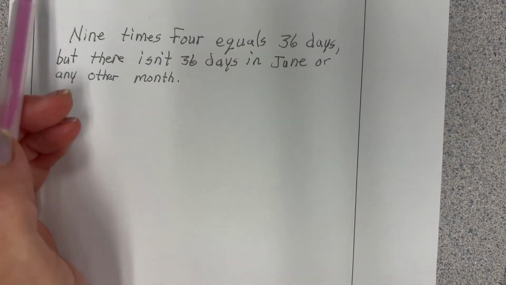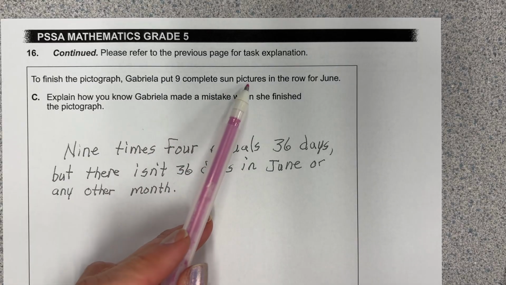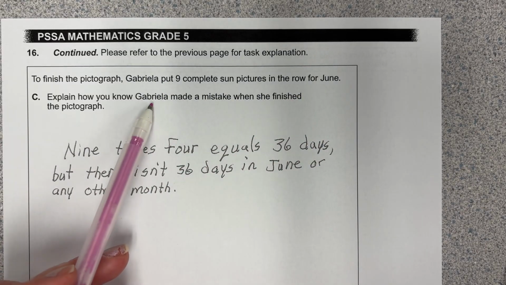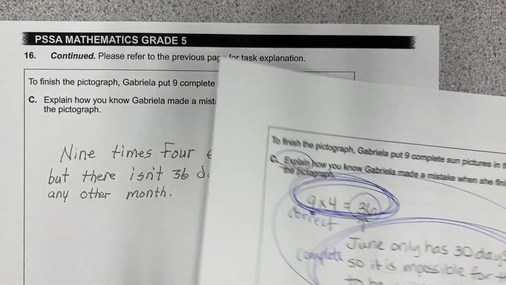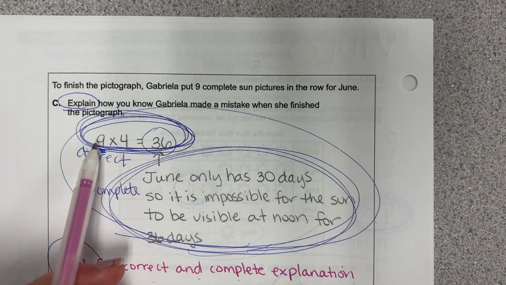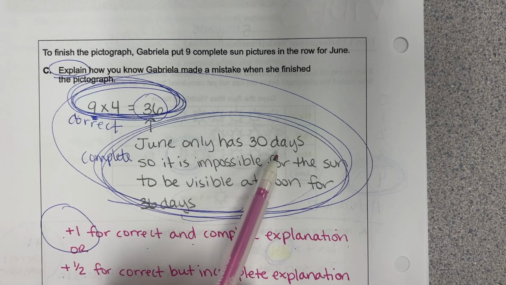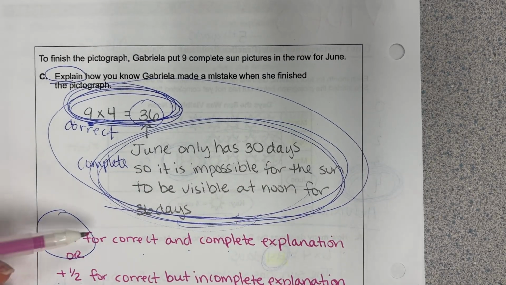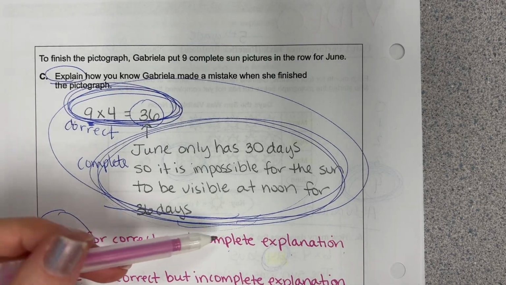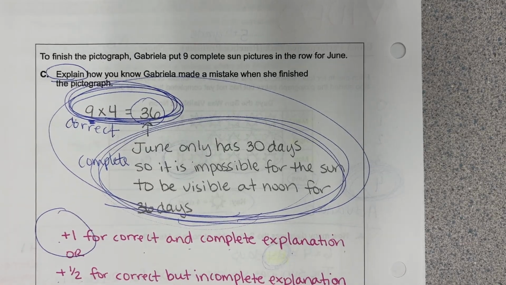Okay, and now flip it over for part C. Part C said, to finish the pictograph, Gabriella put 9 complete sun pictures in the row for June. Explain how you know Gabriella made a mistake when she finished the pictograph. Okay, so let's remember my answer. I took 9 times 4 and got 36. Then I explained about the month of June. It only has 30 days, so it's impossible for the sun to be out for 36 days. So we're going to give this student a whole point for a correct and complete explanation, or a half point for a correct but incomplete explanation.